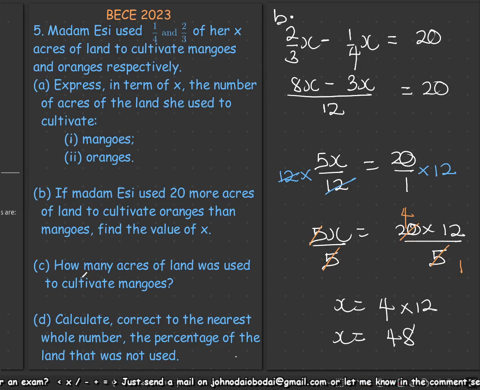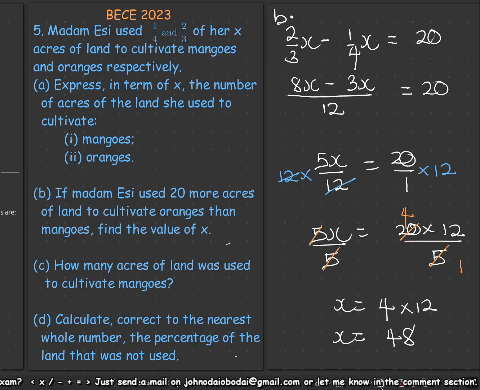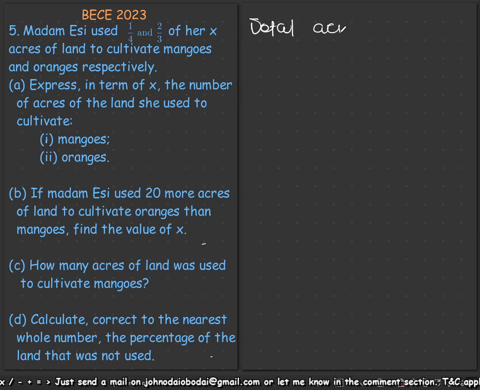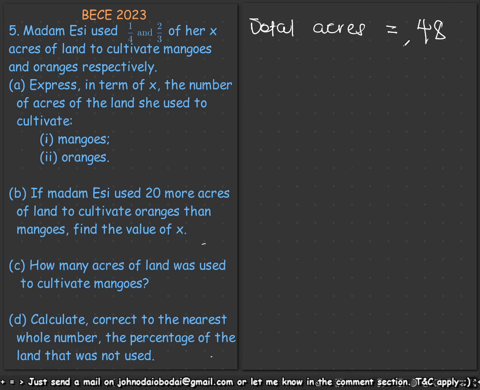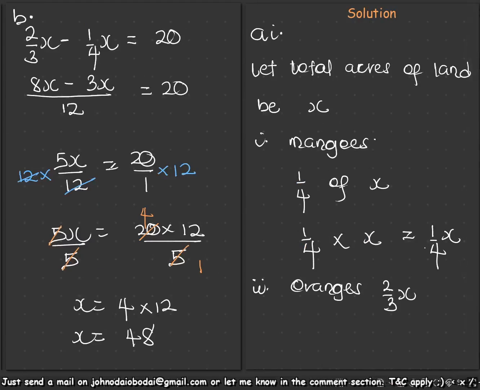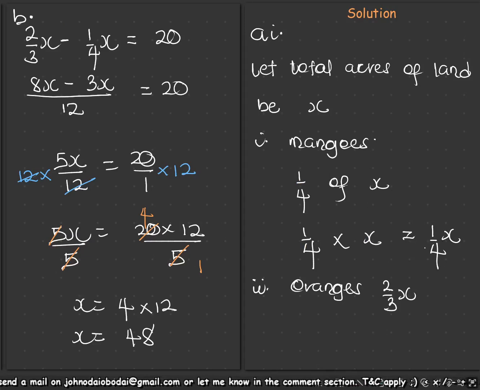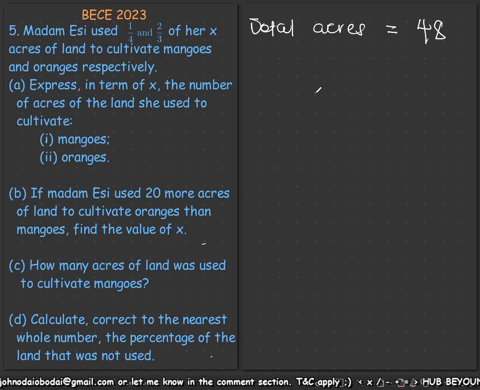Now, how many acres of land was used to cultivate mangoes? Remember, we know that the total acres of land is what we just solved here, which is 48 acres. And in our first session, that is this over here, we said mango was 1/4 of the x. Hence, to solve for the actual acres that was used to cultivate mango, that is C.